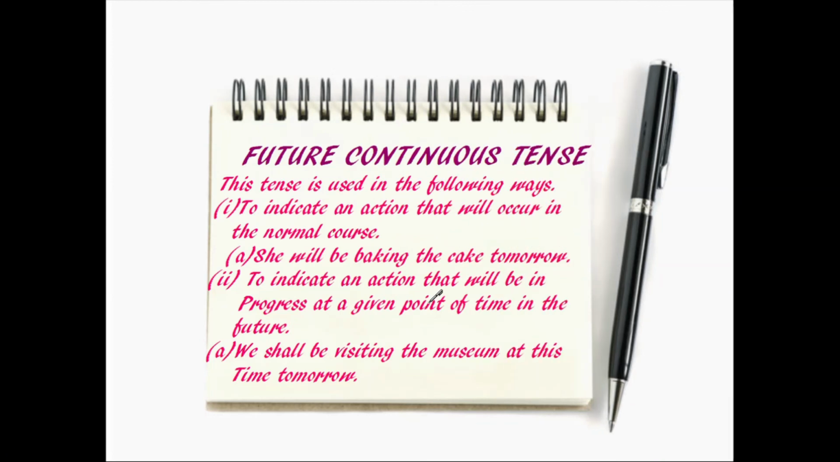Now here is the second type of future tense. Actually, future tense is divided into four types. First one is simple future. We have already discussed simple future. Second one is future continuous. The third one which we are going to discuss is future perfect.